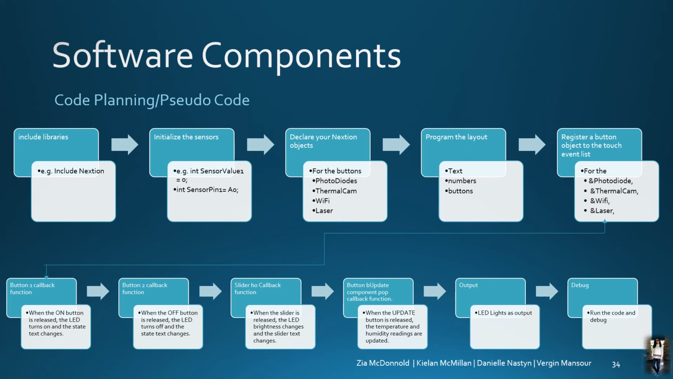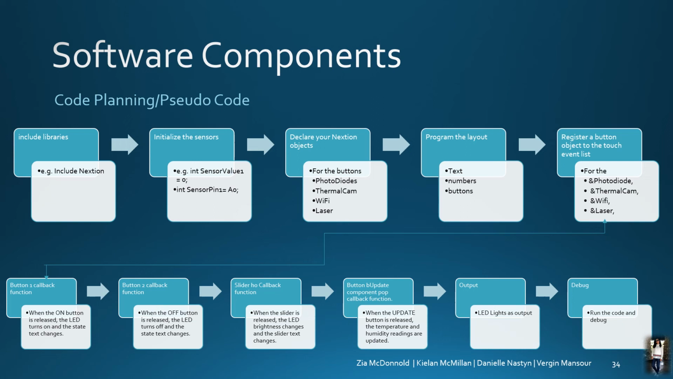After that, we needed to initialize another button with a callback function, so that when the off button is released, the LED turns off and the state text changes. We needed to have a slider callback that we will call H0, and for that specific slider, when the slider is released, the LED brightness changes and the slider text changes. After that, we needed another button with an update component callback function, so that when the update button is released, the temperature and the humidity readings are updated.